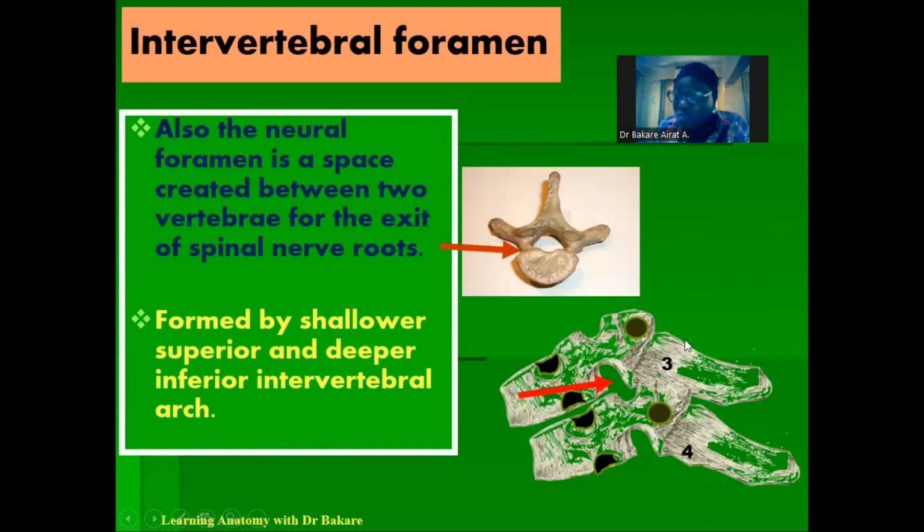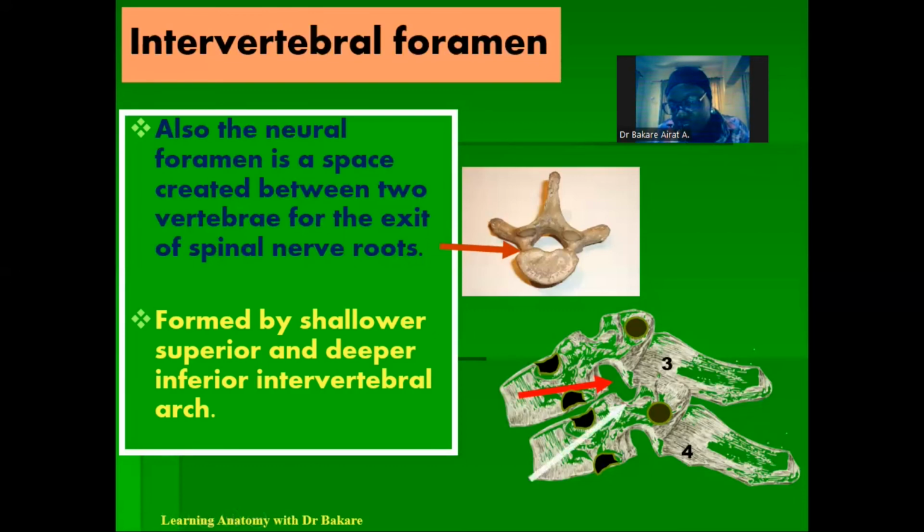But how is this foramen created? Let's dive in to see how this is established. If you look at this space where we say the intervertebral foramen is created, you see that it is a circular alignment. The foramen is formed by the inferior intervertebral arch of the third thoracic vertebra and also the superior intervertebral arch of the fourth thoracic vertebra. So the two will unite to form a foramen that is called the intervertebral foramen. So that is how the intervertebral foramen is created.